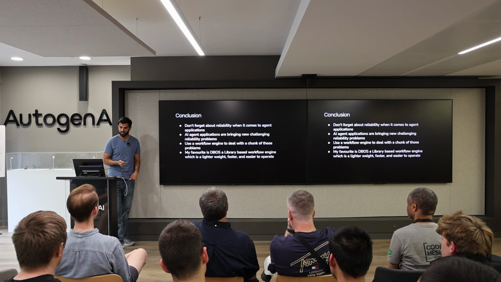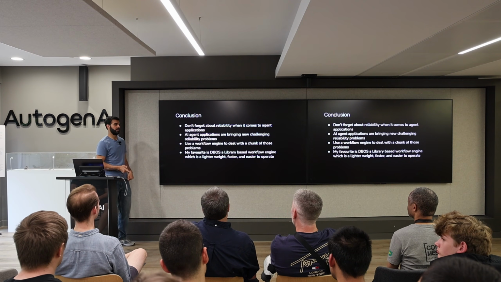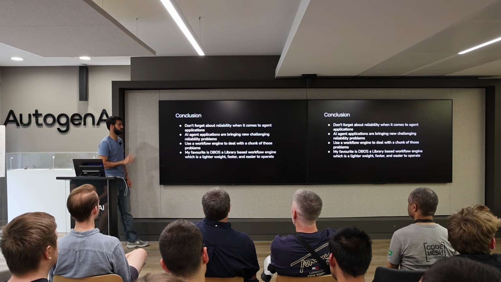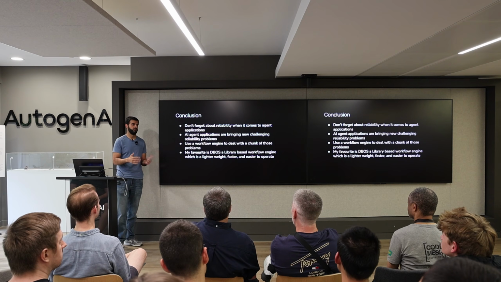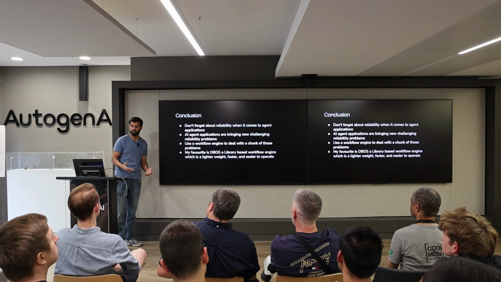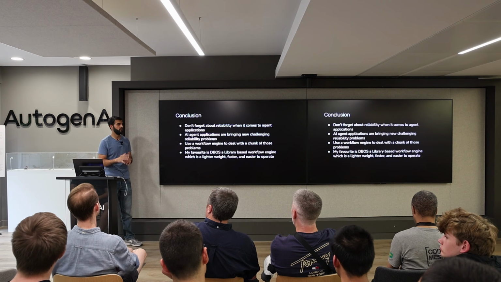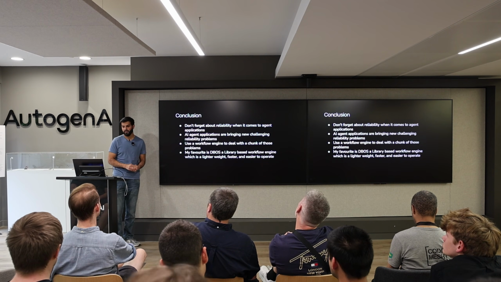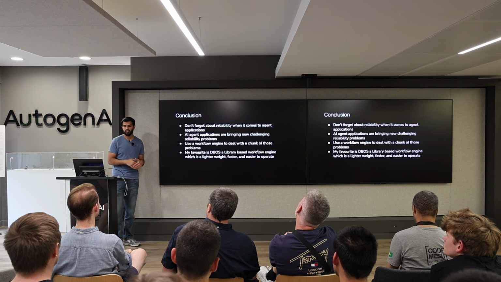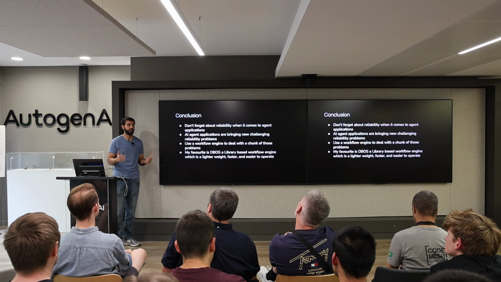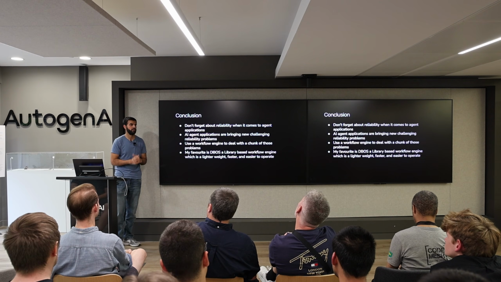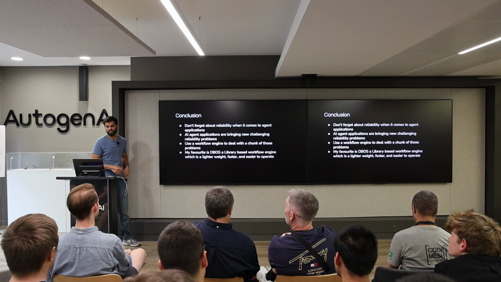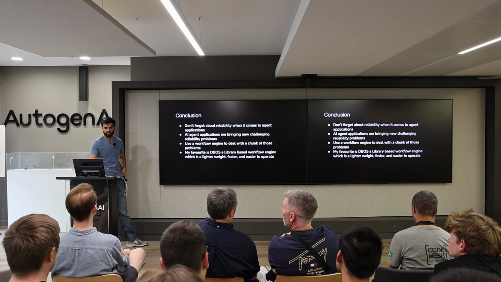So in conclusion, don't forget about reliability when it comes to agent applications. AI agent applications are bringing new challenging reliability problems that we've probably not experienced day to day before. A workflow engine can help to deal with some of these problems. And my favorite is DBOS, which is a library-based workflow engine that I found to be easier to operate, easier to understand, and just a good engine to operate. And I think that's it.